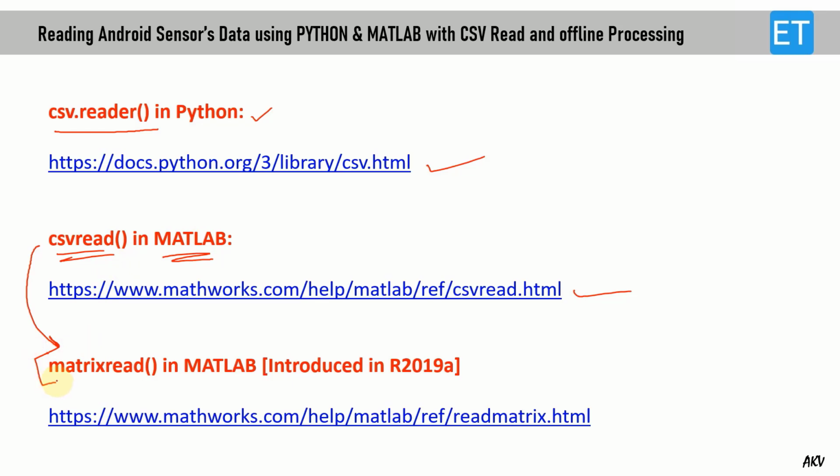Its improvement is the new function, which is readmatrix instead of csvread. This new function was introduced in 2019, and it's obviously the improved version, and you can do a lot of things with this readmatrix. You can refer to its documentation on this link. You can read many types of files using this readmatrix function.